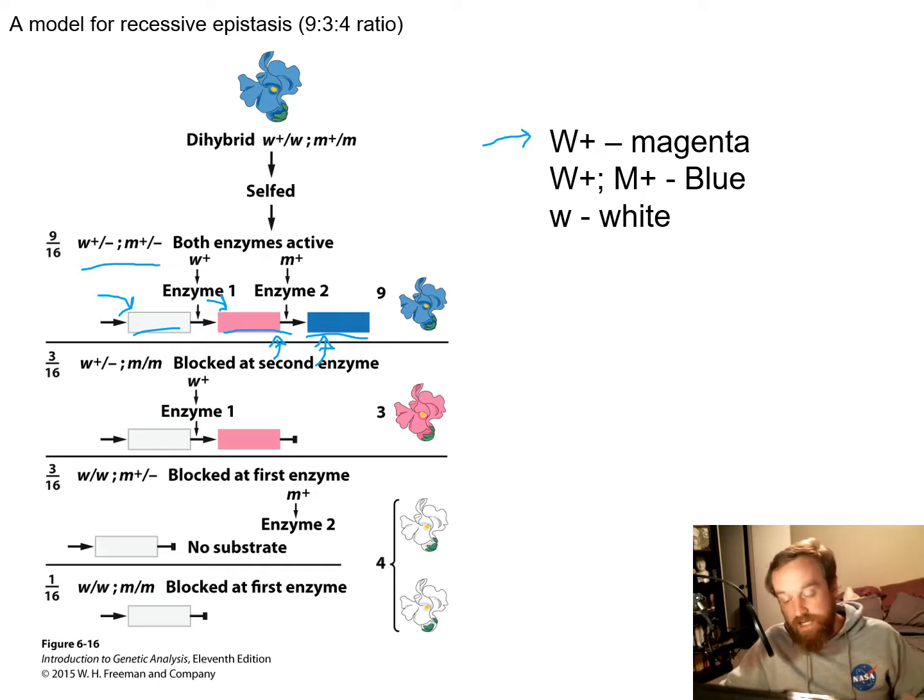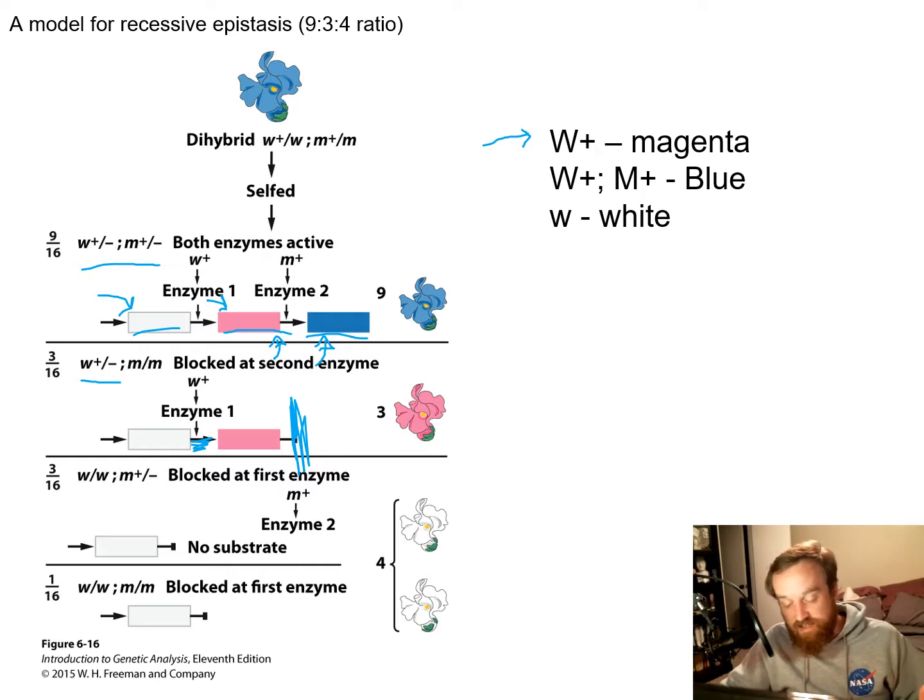Now, 3 out of the 16 individuals would be heterozygous for the W allele, so they would have 1 copy of the non-mutant enzyme that would convert white to magenta, so we see that here. But it is homozygous recessive for the mutant allele, so it has no second enzyme here to convert that magenta into blue.